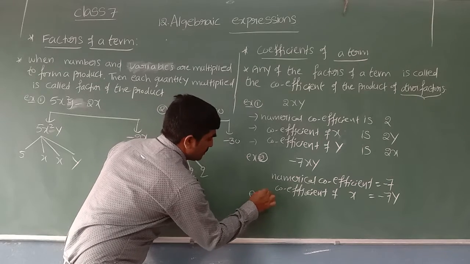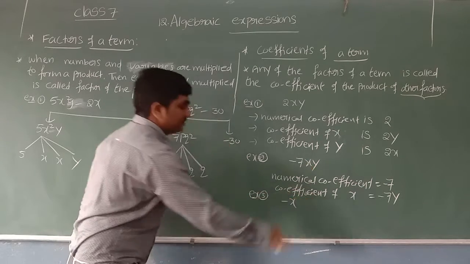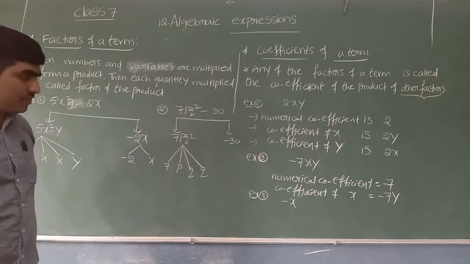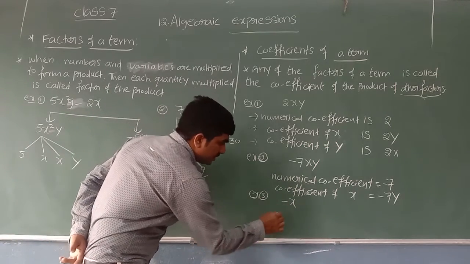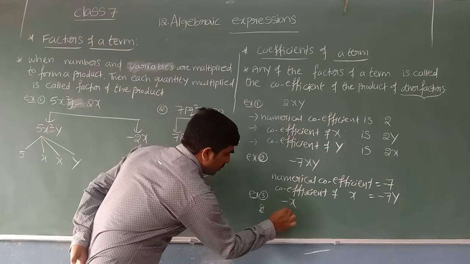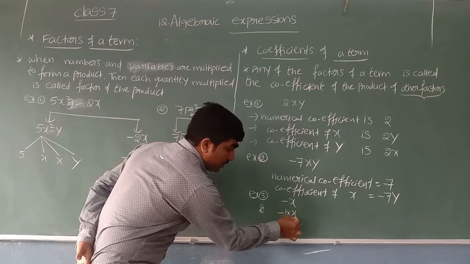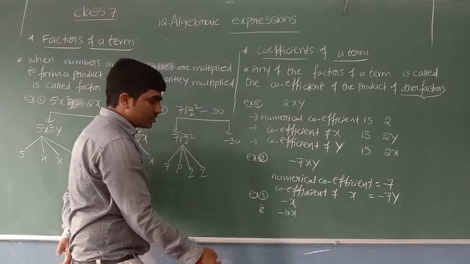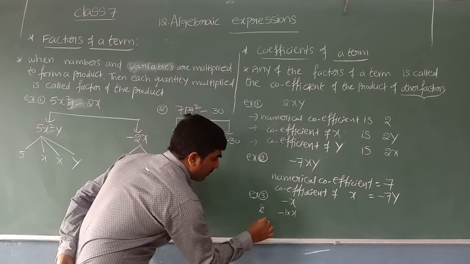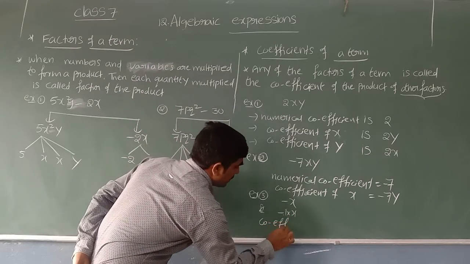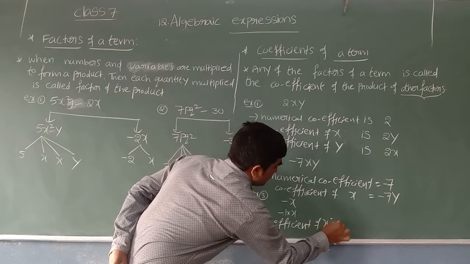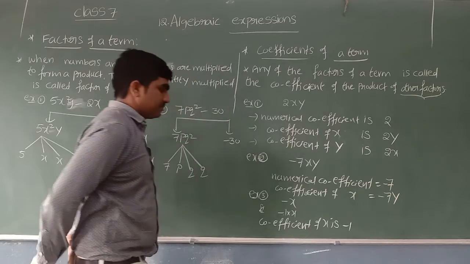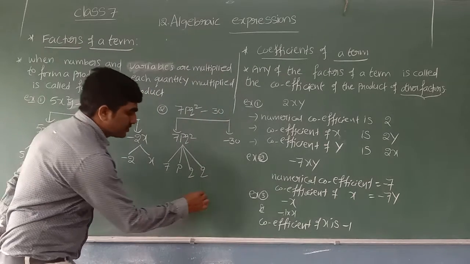Suppose I give minus x. Now tell me what is the coefficient of x? Sir, actually there is no product for x, no coefficient. Though we can write it as minus 1 into x, that is minus 1x. So now we can write the coefficient of x is what? Minus 1. Yes. The coefficient of x is minus 1.